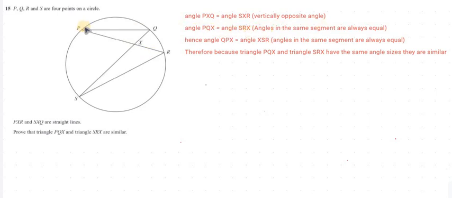And angle PQX and angle SRX, they're equal to each other because they're angles in the same segment and they're always equal to each other. And the same thing for QPX and XSR. These two angles, they're also angles in the same segment and they're equal to each other. So, therefore, because triangle PQX and triangle SRX have the same angle sizes, okay, you can say they are similar.